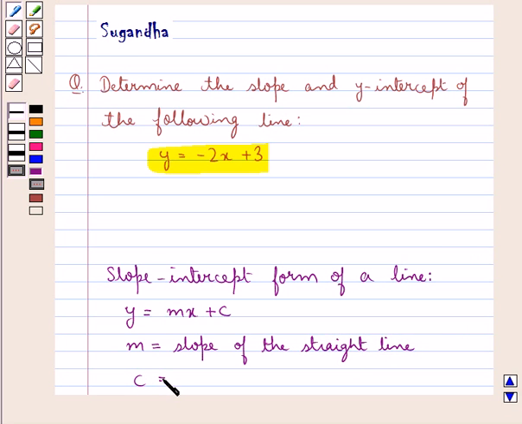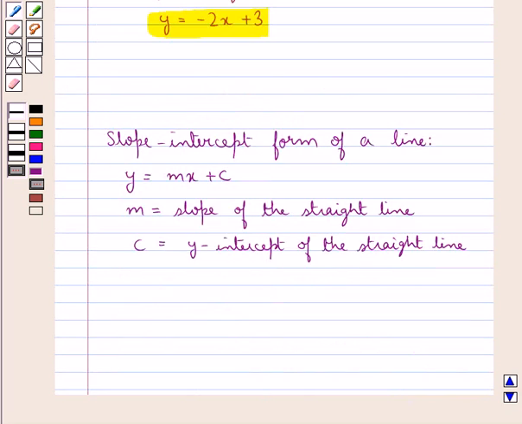and c is the y intercept of the straight line, or you can say the coefficient of x, that is m, is the slope of the straight line and the constant term, that is c, would be the y intercept of the straight line.